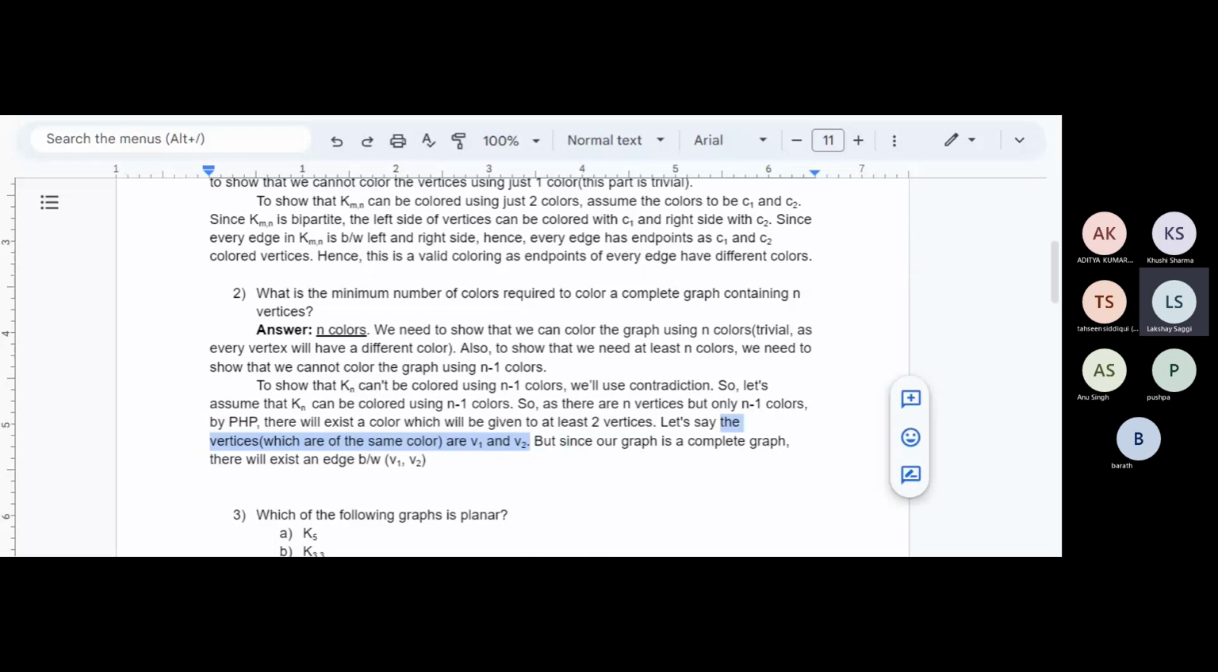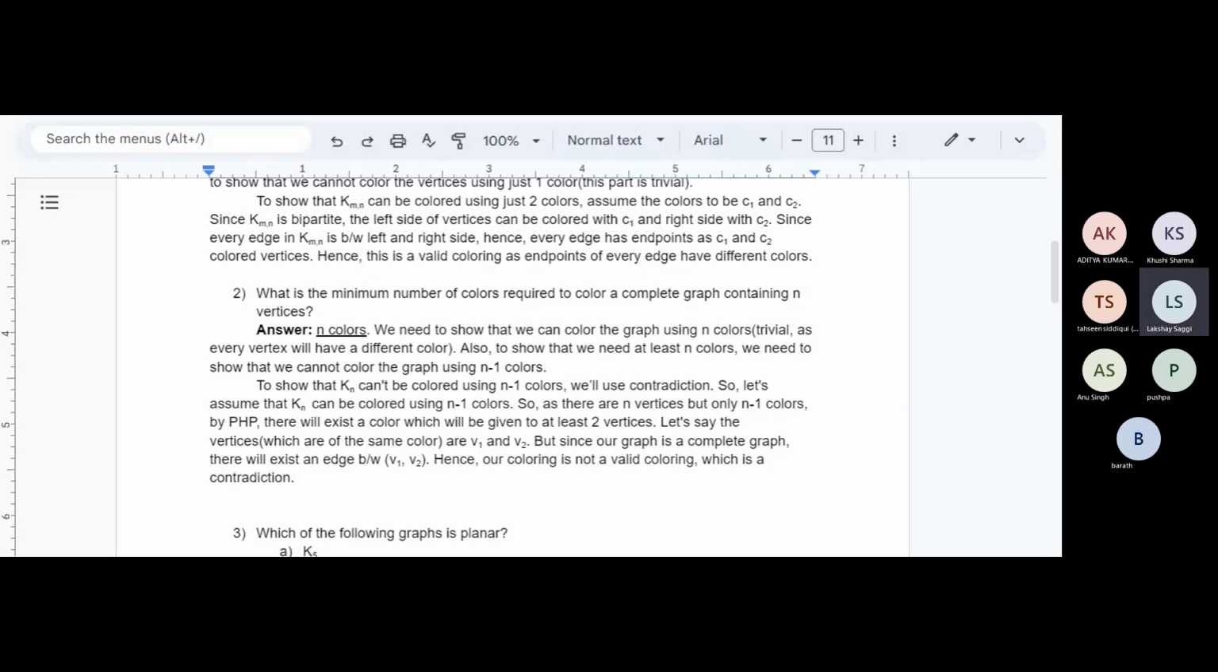But for a coloring to be valid, all the endpoints of every edge should have different colors. So I hope you see the contradiction here. This edge v1, v2 will have both endpoints with the same color, which can't be the case, as we had assumed that this is a valid coloring. So I'll just type it down also. Hence our coloring is not a valid coloring, since the endpoints of all edges should have different colors in a valid coloring. So this is a contradiction.